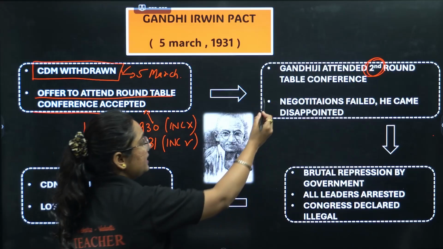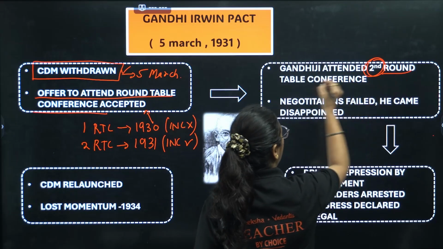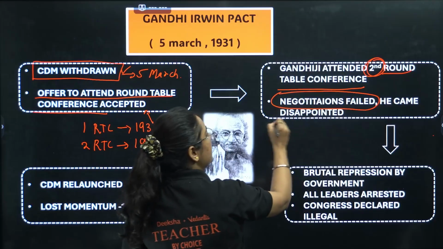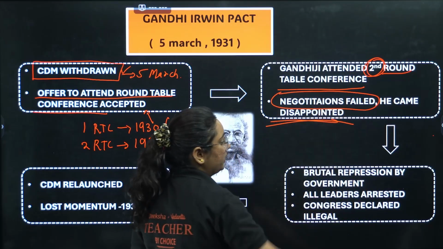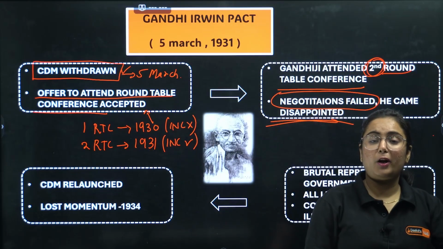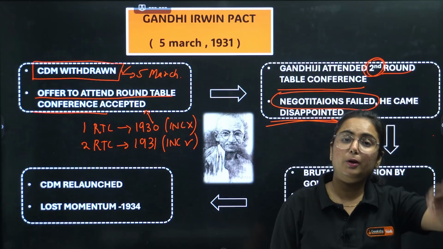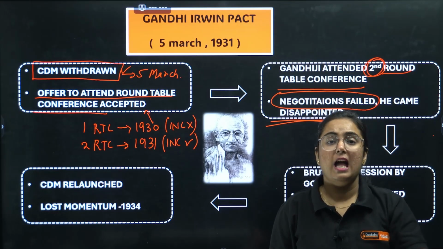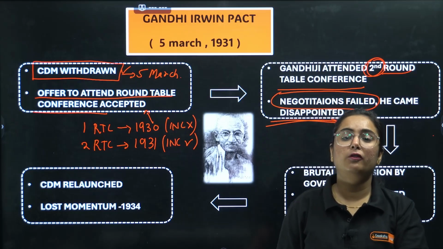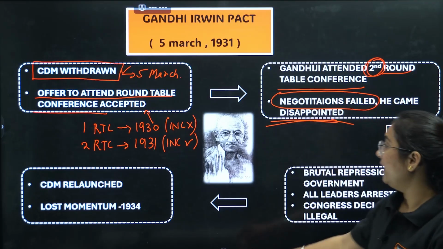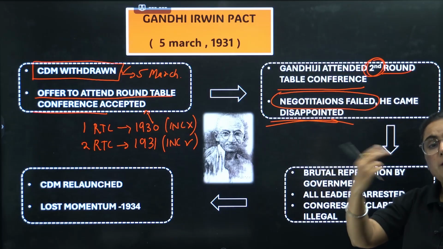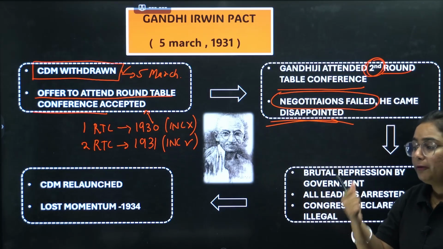Okay, Gandhiji went to London to attend this round table conference. However, negotiations failed there and he came back disappointed. Along with this disappointment, Indians were also disappointed because everyone participated again in CDM wholeheartedly and we failed in this movement as well.